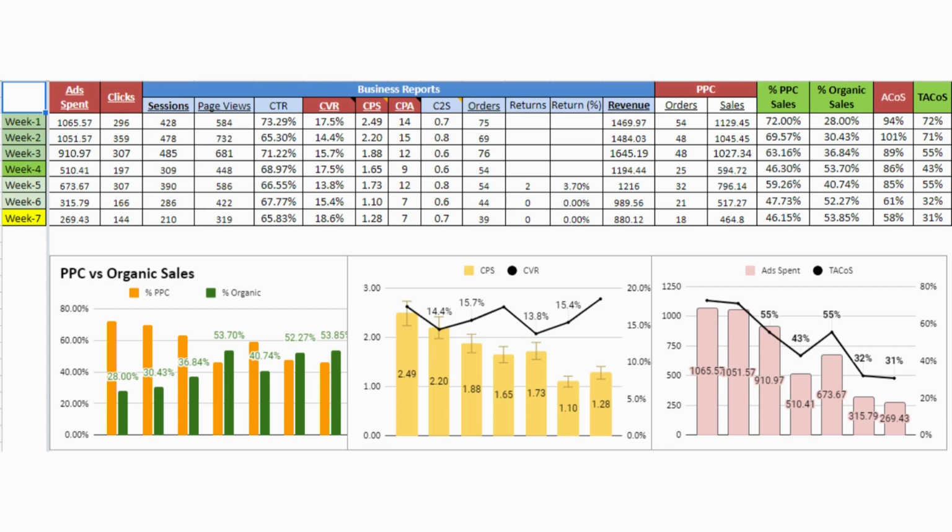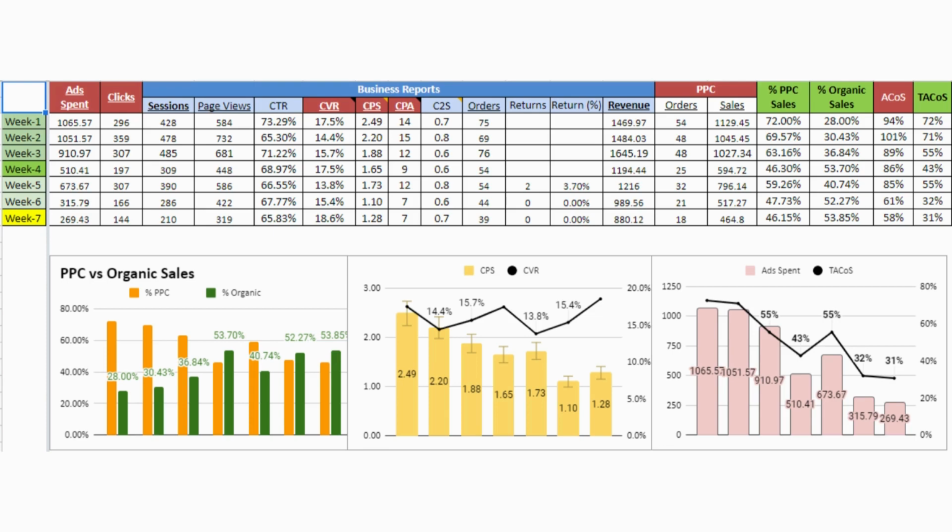Now, if you look into this data here for week one, we spent about $1,065 in terms of advertisements. By spending about $1,065, we were able to buy 296 clicks, right? Now, we also track how many sessions we are able to attract by spending $1,065.